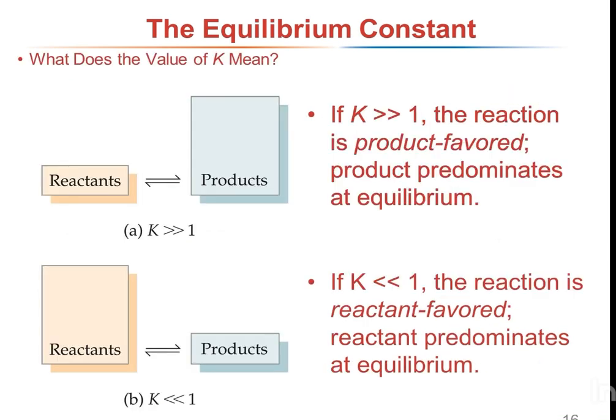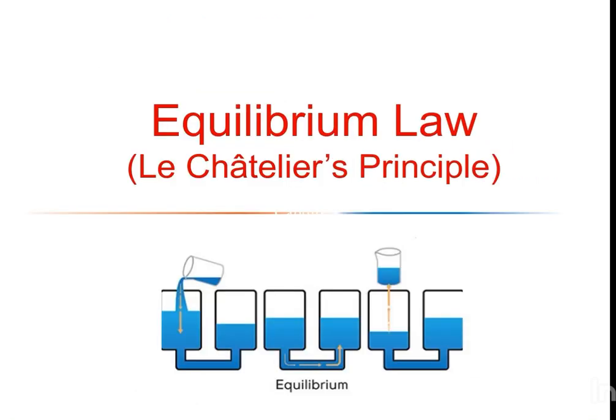What is the K value? K can be large or can be small. When it's large and more than 1, the reaction is product favored. It means that it goes to have more product, and in the opposite case, when the K value is less than 1 or small, the reaction is reactant favored. It means that it goes to have more reactant and less product.